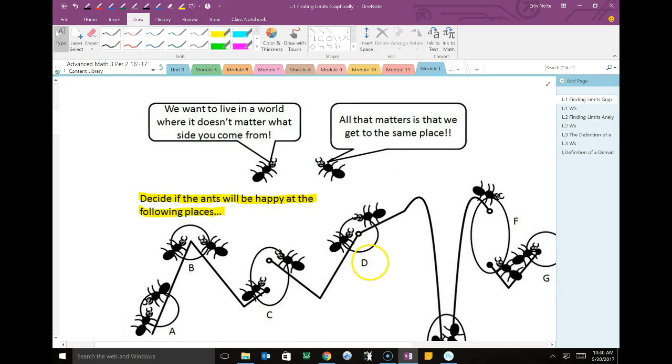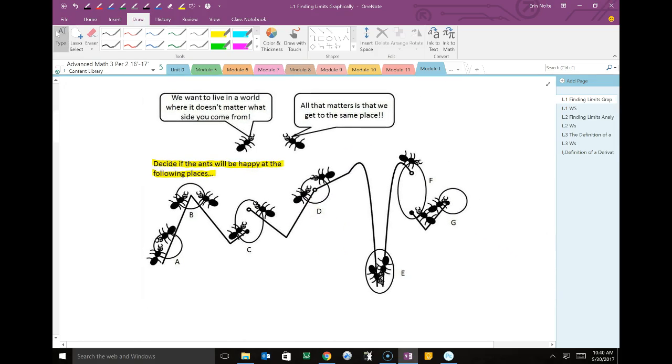Here is a cute idea of a limit and understanding where things are going. We want to live in a world where it doesn't matter what side you come from, all that matters is that you're going to the same place. So we're making sure that from the right and from the left, these ants are going to the same place. We're going to decide if we have happy ants or not. At point A, are the two ants going to the same place? Yes, these are happy ants.